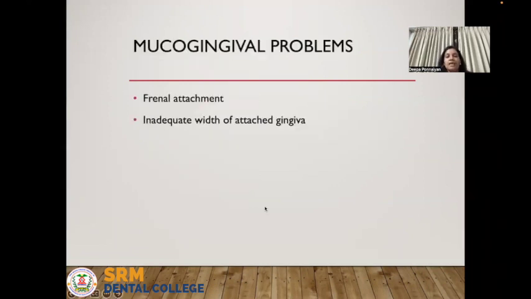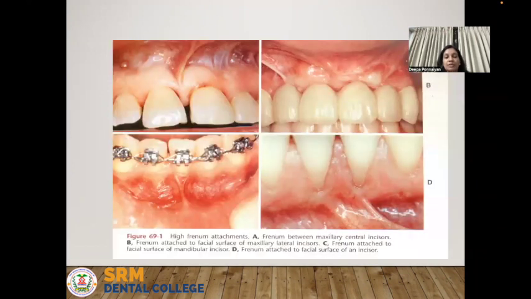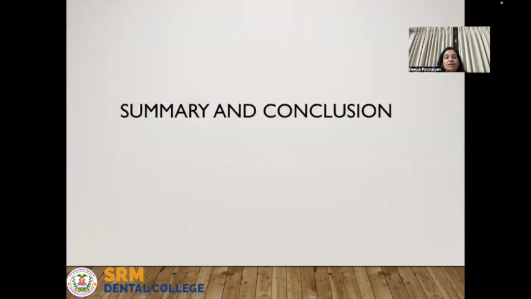Then finally, after you've done your intraoral examination, your hard tissues and soft tissues, and you've checked your gingiva, you also check for one more important thing, which is a mucogingival problem. This mucogingival problem is in the form of frenal attachments or inadequate width of attached gingiva. Here you can see a picture showing a high frenum attachment, and here again a frenum attachment. These are cases where you have a compromised width of attached gingiva. That means we have to treat and correct this so that there is no further gingival recession. So this summarizes the entire case sheet, what you need to take for your clinical diagnosis.